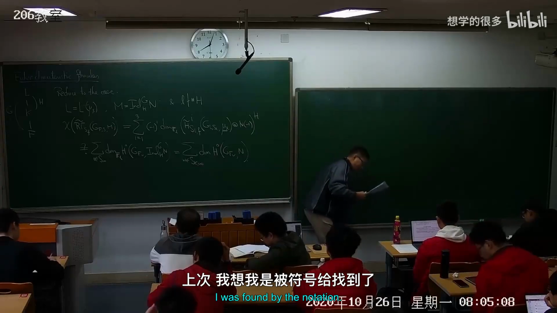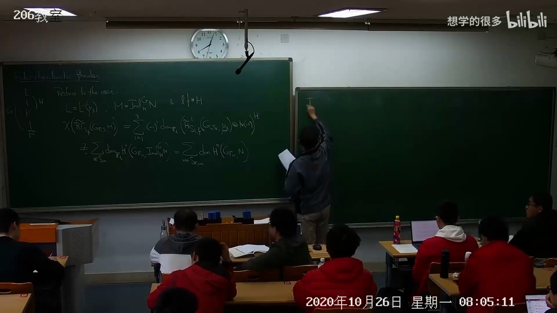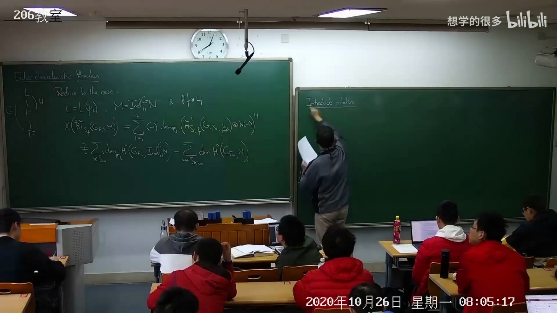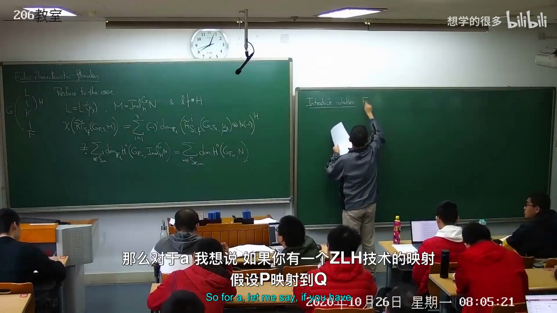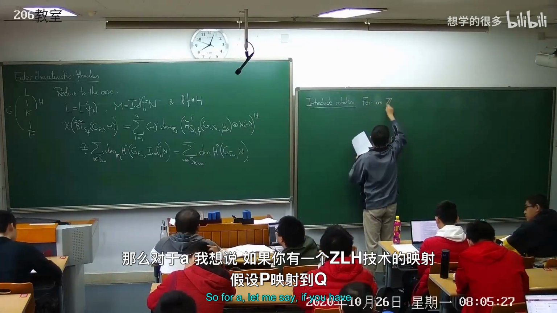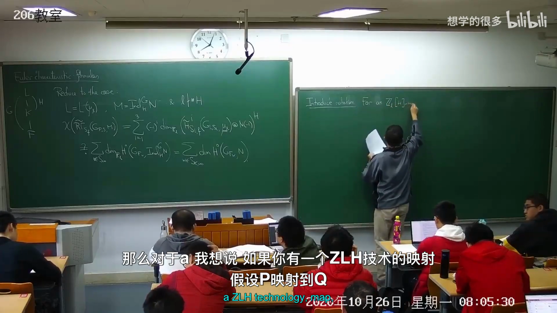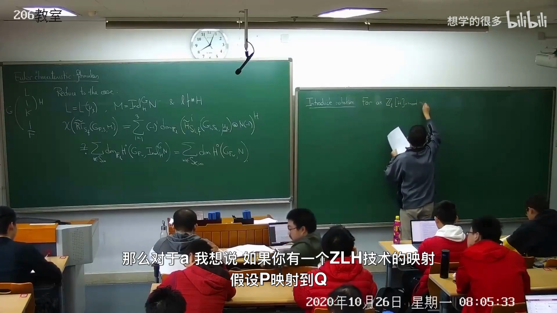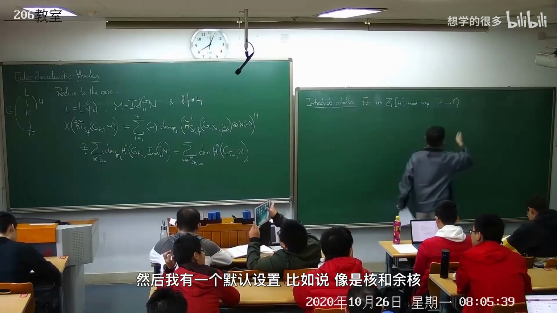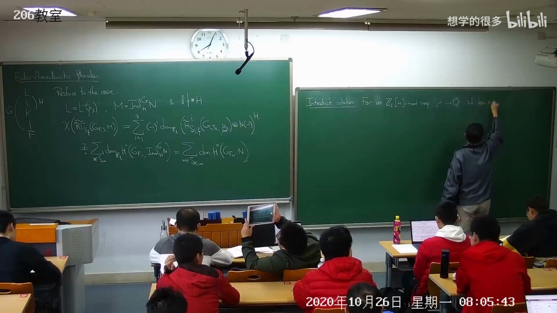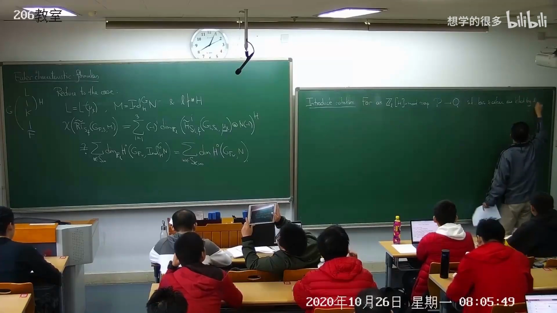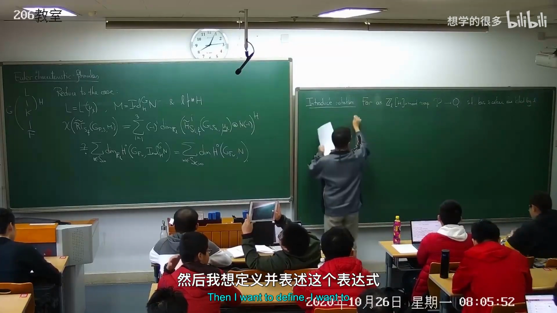Last time I guess I was bound by the notation, so let me introduce some notation. So for a, let me say, if you have a ZL H module map, let's say P goes to Q, then I can define such that kernel and cokernel are killed by L. Then I want to define.